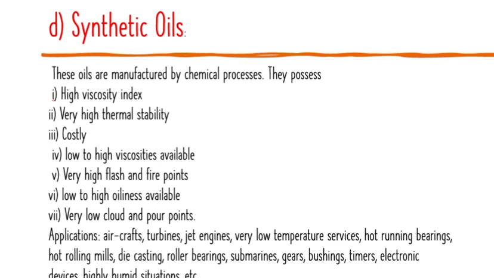They possess, first, a high viscosity and a high thermal stability. It is too costly. Low to high viscosity available, very high flash and fire points, low to high oiliness available. Applications in aircraft, turbines, jet engines, very low temperature services, hot running bearings, hot rolling mills, die casting, roller bearings, gears, etc. Examples are dibasic acid esters, organic phosphate esters, etc.